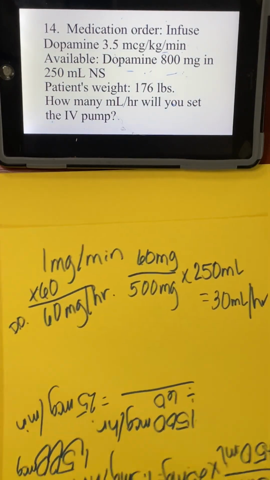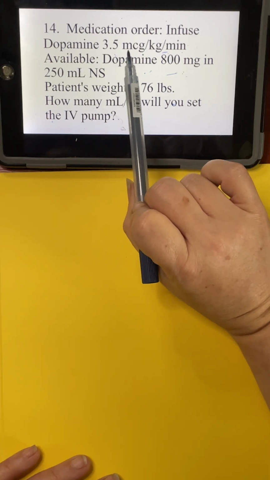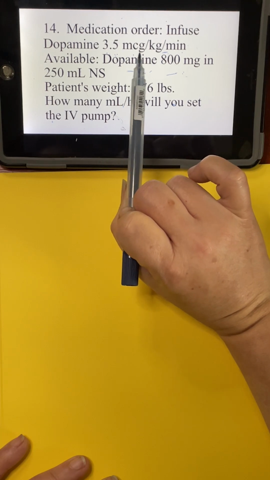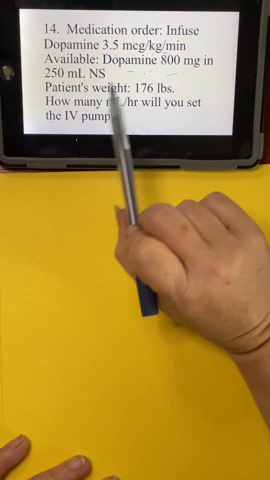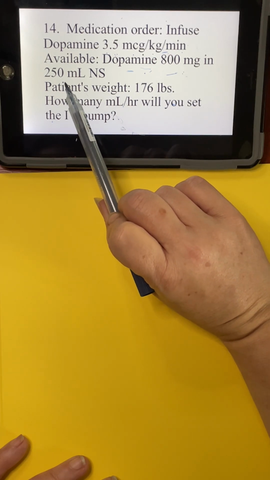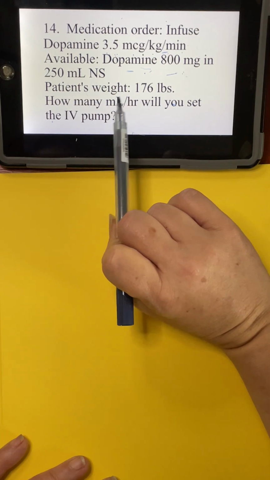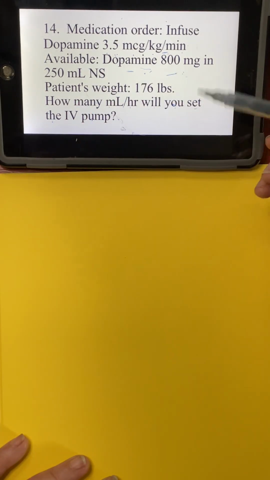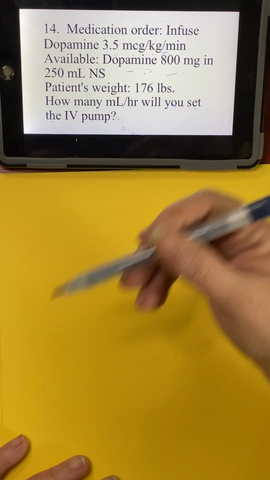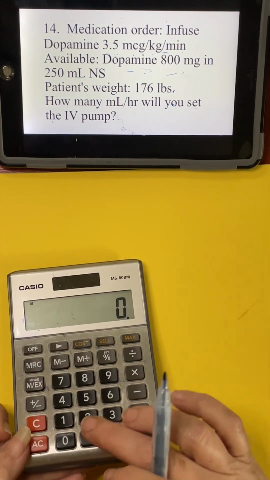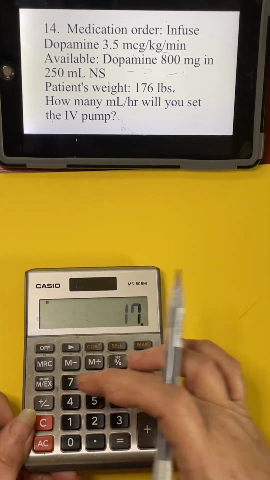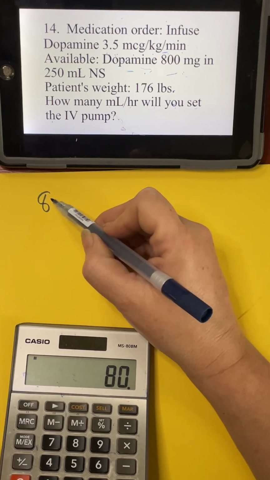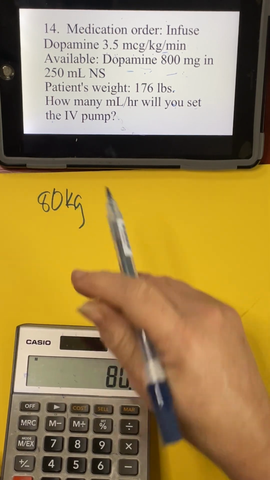Okay, so look at here now. Number 14, it says infuse dopamine 3.5 micrograms per kilogram per minute. Available is dopamine 800 milligrams and 250 milliliters of normal saline. The patient weighs 176. How many milliliters an hour will you set the pump? Right out the gate, you got to convert that weight. You can't move forward in life until you convert that weight. And you're going to divide it by 2.2. And look, it's just a smooth 80 kilograms.